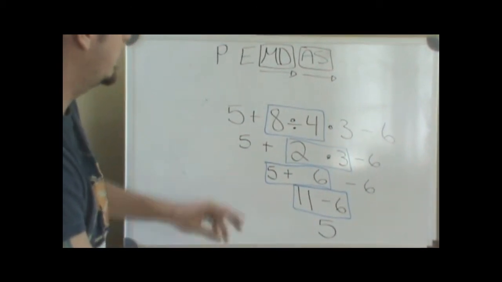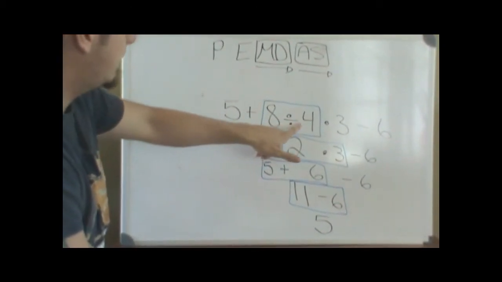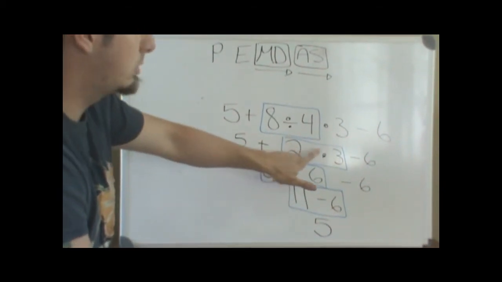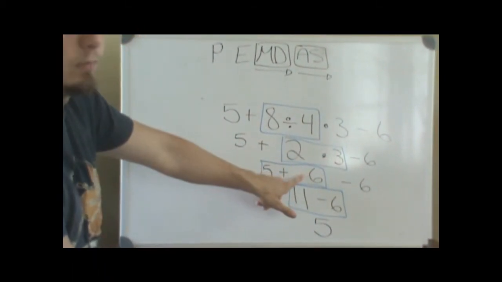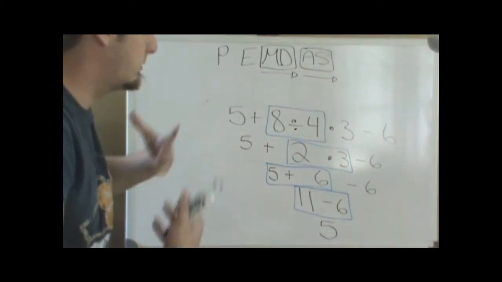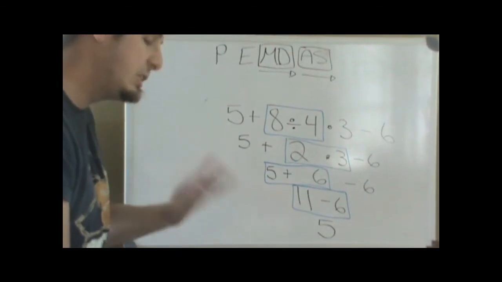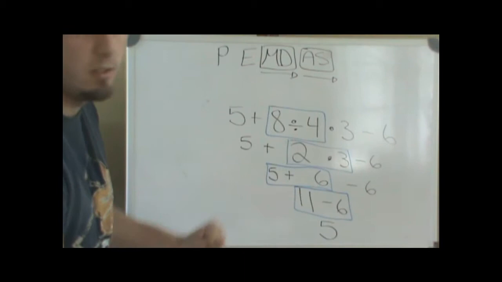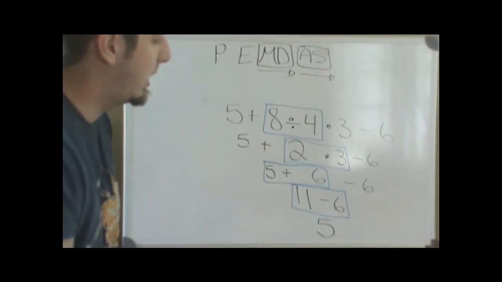Something else you're going to notice is that when I did 8 divided by 4, you can see what my answer was. It was 2. When I do 2 times 3, you can see my answer. It's 6. When I do 5 plus 6, my answer, it's 11. It's very clear cut. You see what I did, you see when I did it, and you see the answer I got for it.